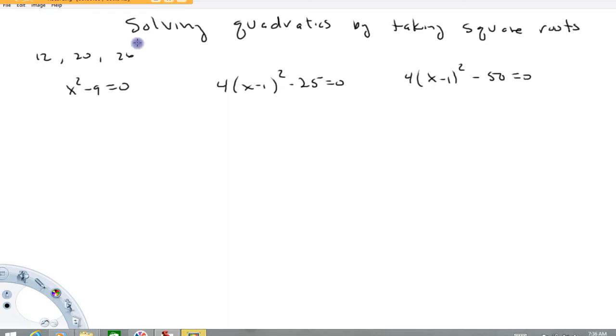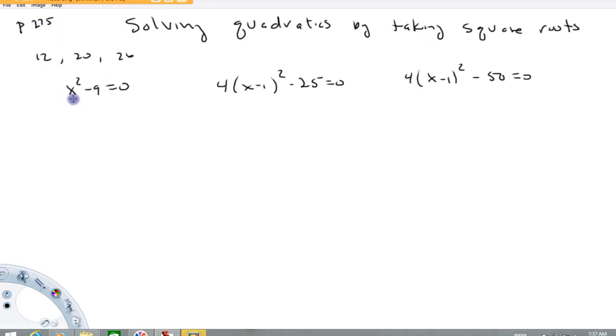I'm making this video to help you with solving quadratics by taking square roots. So we're going to look at the following examples. We're going to look at numbers 12, 20, and 26. These are on page 275 in your algebra text.